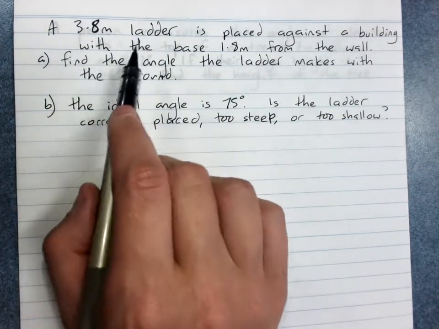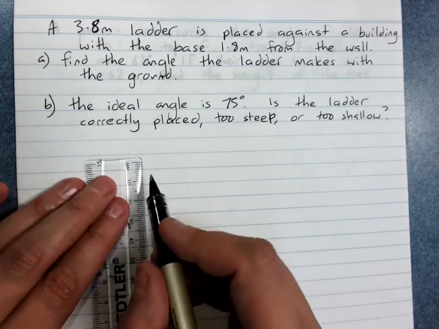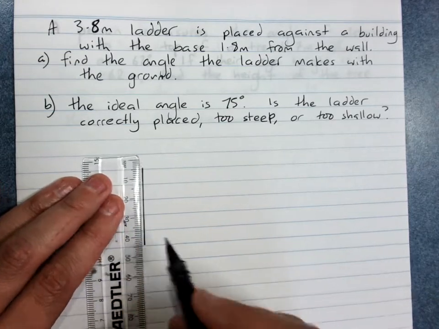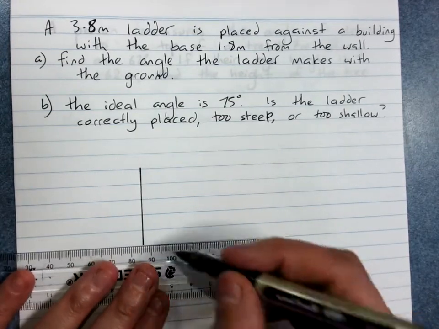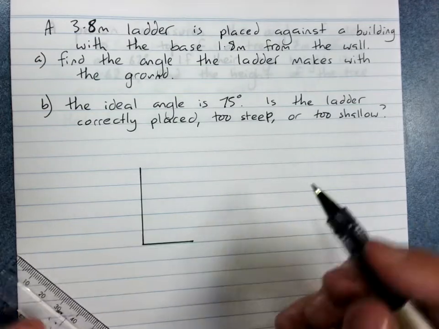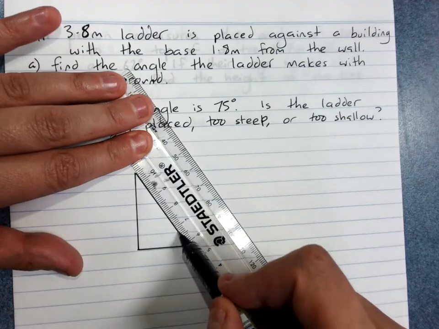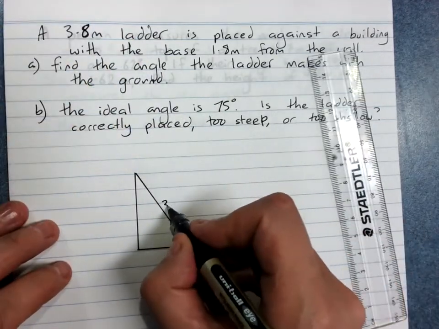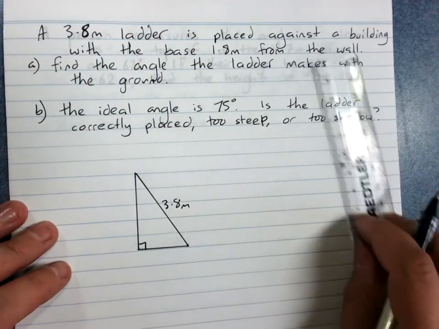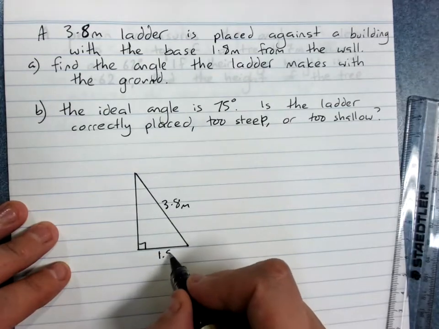If they tell you it's a 3.8 metre ladder, then when you have a vertical wall and horizontal ground, your 3.8 metre ladder will be this distance here. It's placed 1.8 metres from the wall.